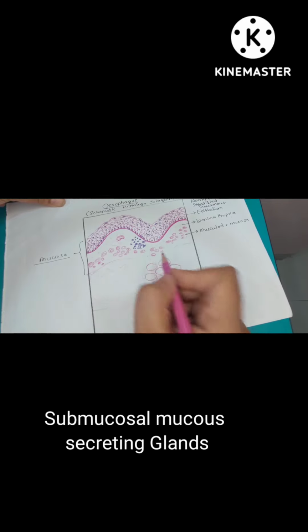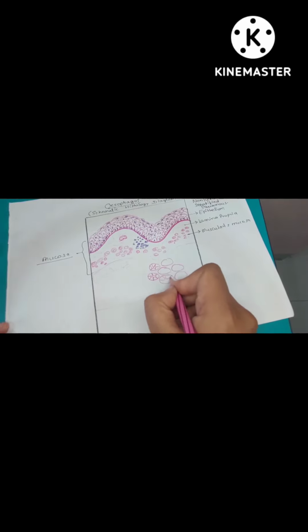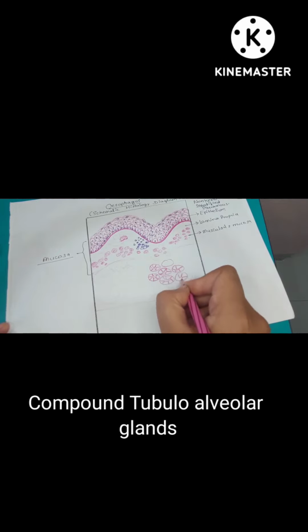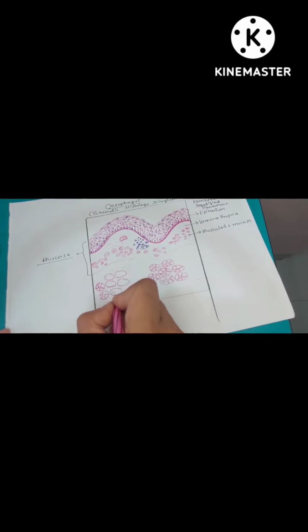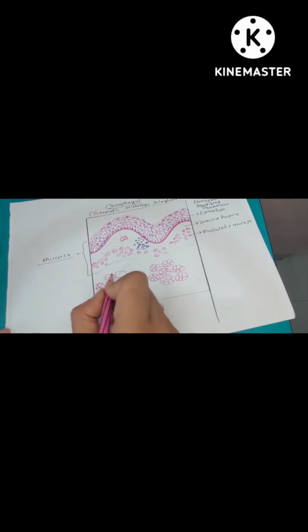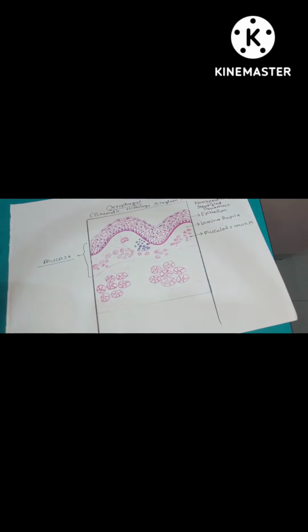So I am drawing these submucosal mucus secreting glands, and these glands are compound tubulo-alveolar glands. Other than esophagus, in the gastrointestinal tract, such submucosal glands are seen in duodenum, where the submucosal glands secrete bicarbonate, while in esophagus, these submucosal glands secrete mucus.